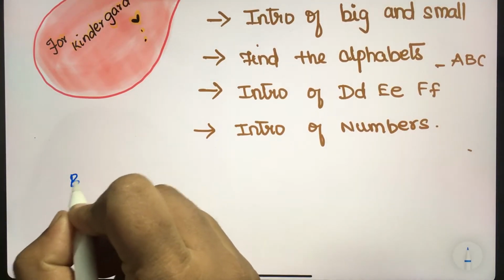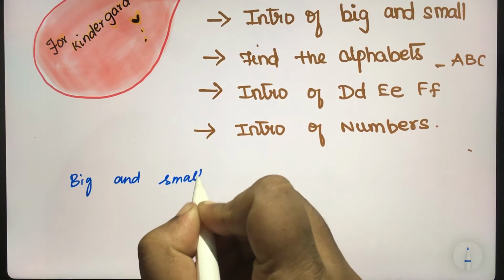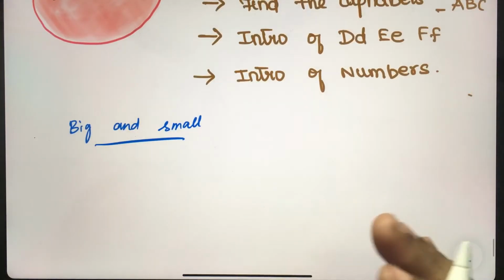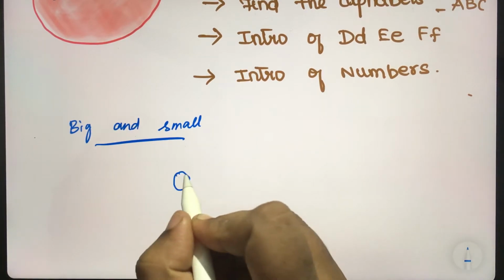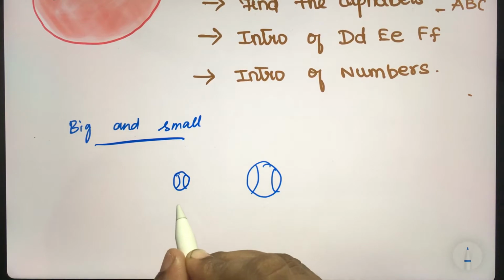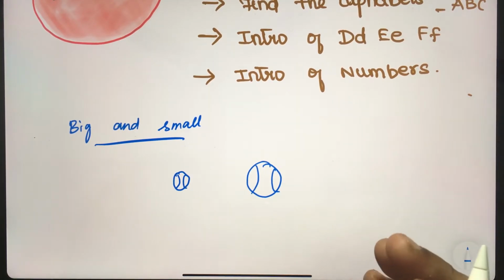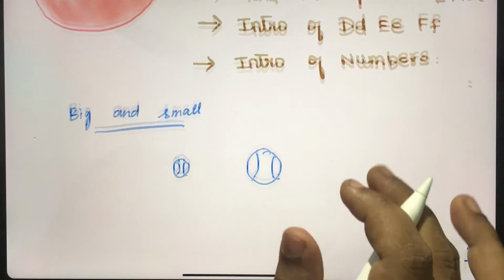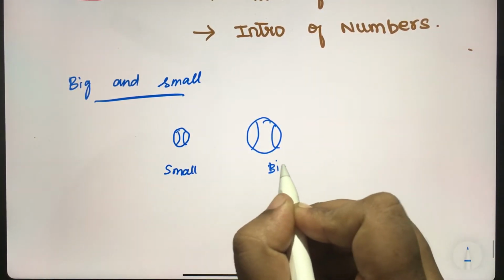Big and small. Our kids usually know what is big and small. For them to introduce the biggest and the smallest, you can just basically introduce a small object, a ball, and a big object, so that you can tell your kid this is small and this is big. You can give further exercises for them to find out the biggest object and the smallest object.